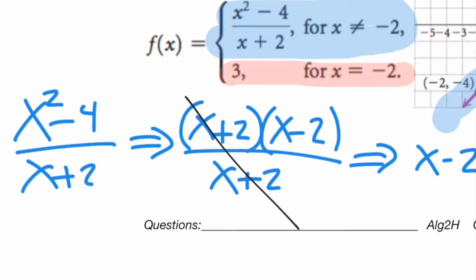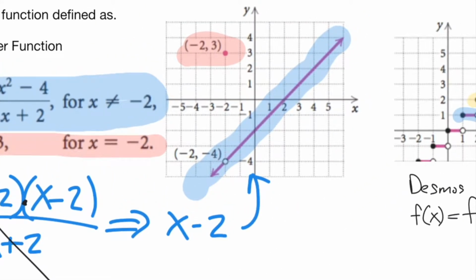Bam, we cancel all those out because there's multiplication in between. And you're just left with x minus 2. And so this is the graph of x minus 2. You can graph it. You can see that the y-intercept is negative 2 and the slope is positive 1. It all gets graphed like that. And then there's this hole that you have to make sure you include as well.